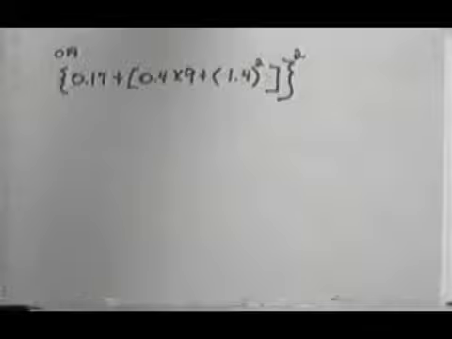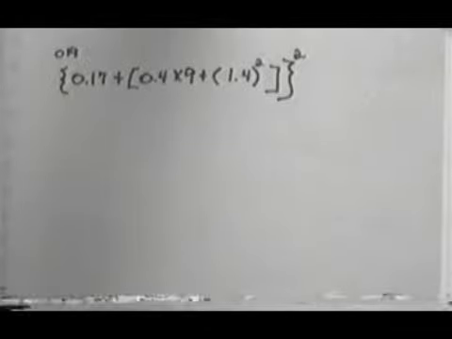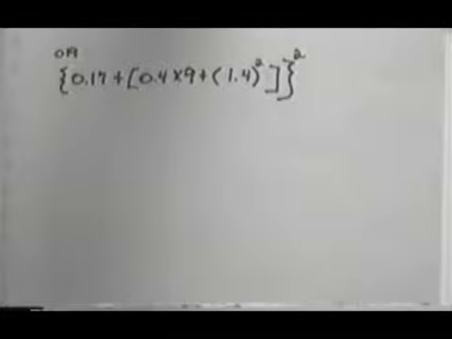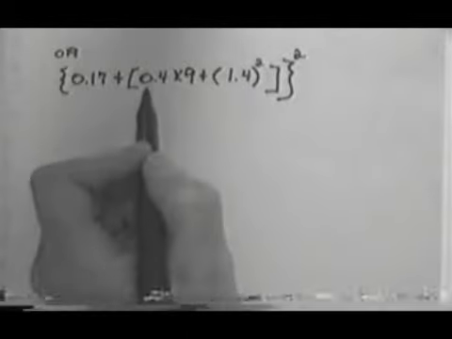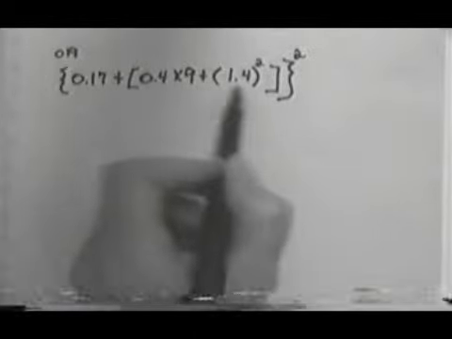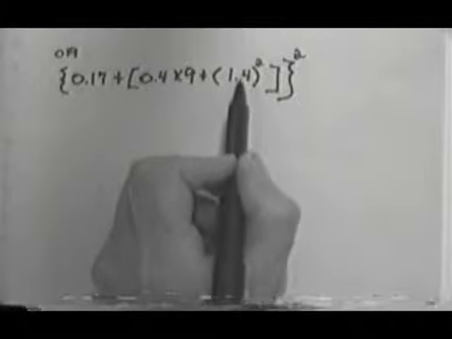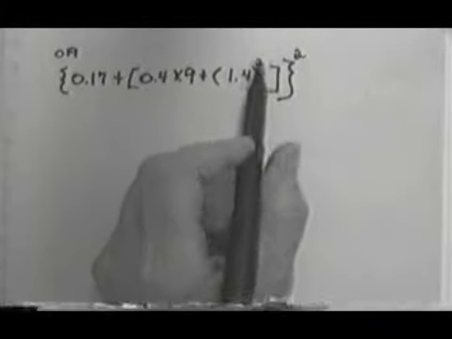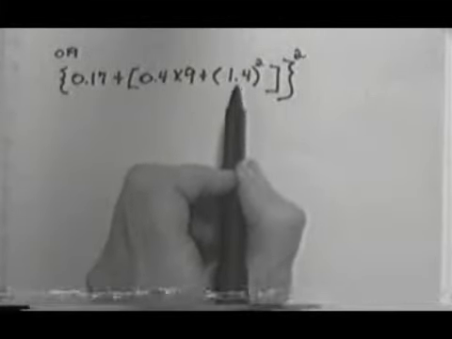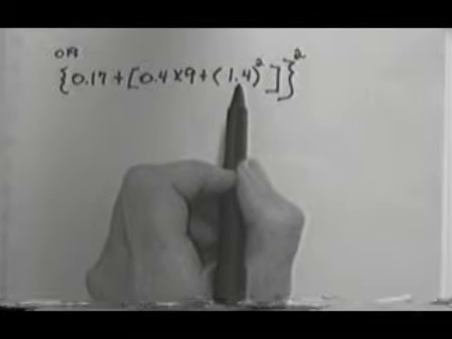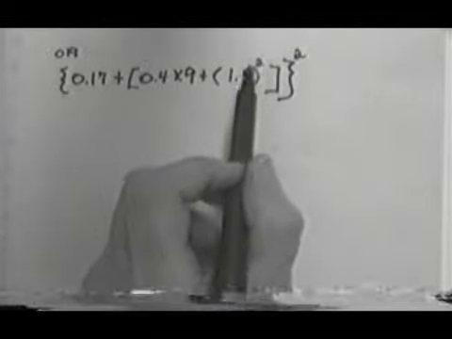If we were going to do this one, we would go inside the braces, then we go inside the bracket. And look at what we had inside our bracket. We don't have any parentheses, because this is just telling us to raise to the second power. But we do have this exponent. So that's what we want to do first. We want to raise 1.4 to the second power.